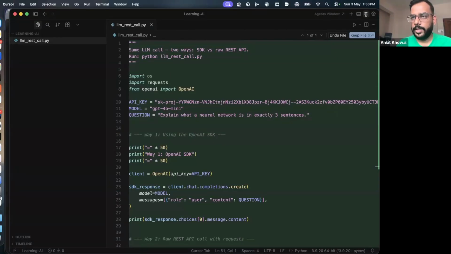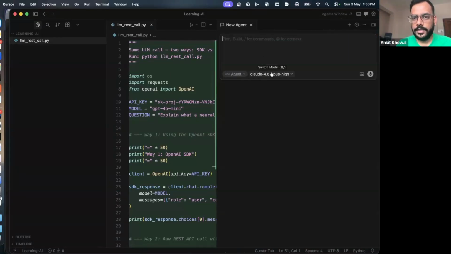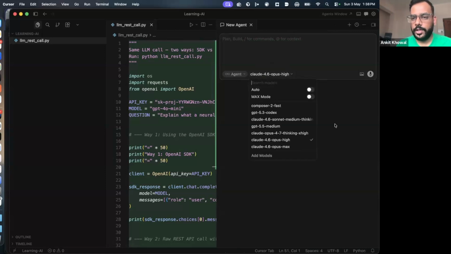So let me take one example over here. I hope you guys can see my screen. This is like ChatGPT, I'm using Cursor. Over here, see, I'm getting an option: which model do I want to choose? I have an option of different models over there. Based on what I want to do, I can choose different models. So this is what the concept is.